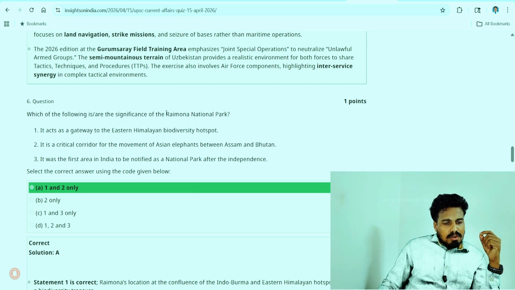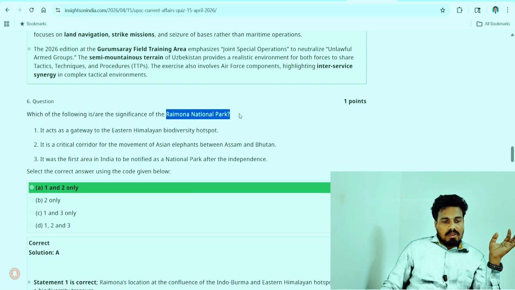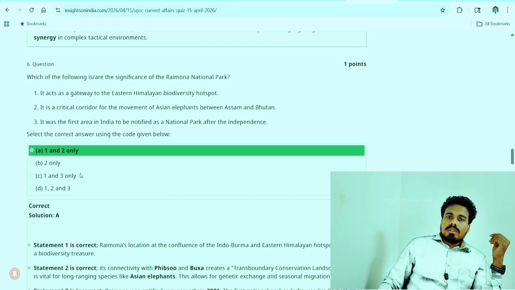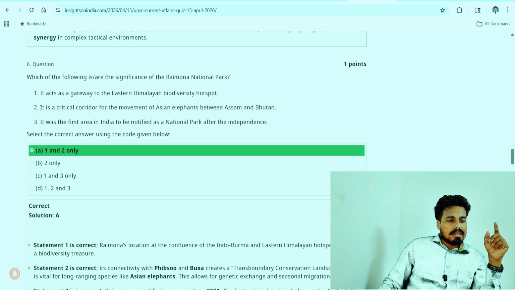See, we don't know what is Raimono Park and all, but we analyzed it from this option. 3 repeats only 2 times. That's the only reason we avoided 3. We don't know whether it is the first area to be notified under a national park after independence. So 3 repeats only 2 times, and 1 and 2 repeats 3 times. So we avoided 3. So since we removed 3, 2 is there in the answer. That is, the second statement is there in the answer. We have gone through the second statement then.